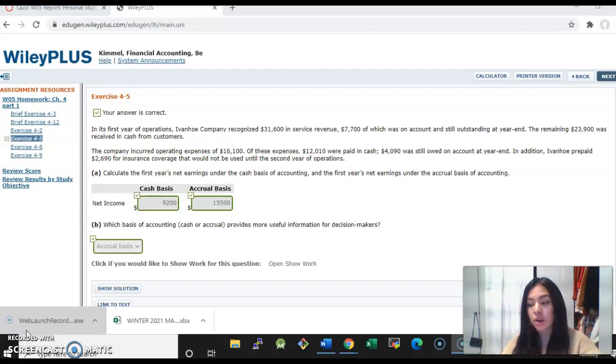For the next part of this problem, the question asks, which basis of accounting, cash or accrual, provides more useful information for decision makers? The correct answer was accrual basis. The reason is that accrual basis accounting always provides more useful information because transactions are recorded when they occur. It's not like they're just waiting around for it. It's recorded the moment that it happens.